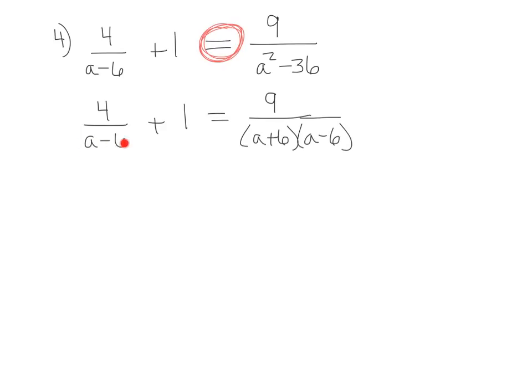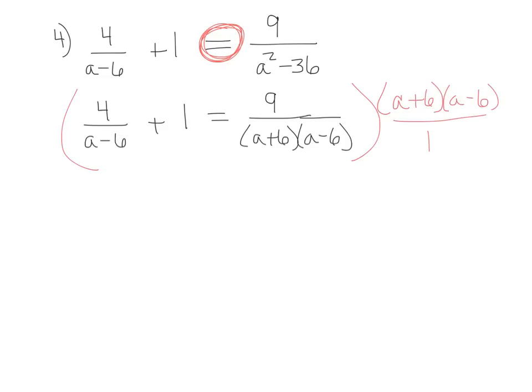So we need an a minus 6 and an a plus 6. This one already has an a minus, so we need an a minus 6, and then we're also going to need an a plus 6. So we're going to multiply the entire equation by a plus 6 times a minus 6.